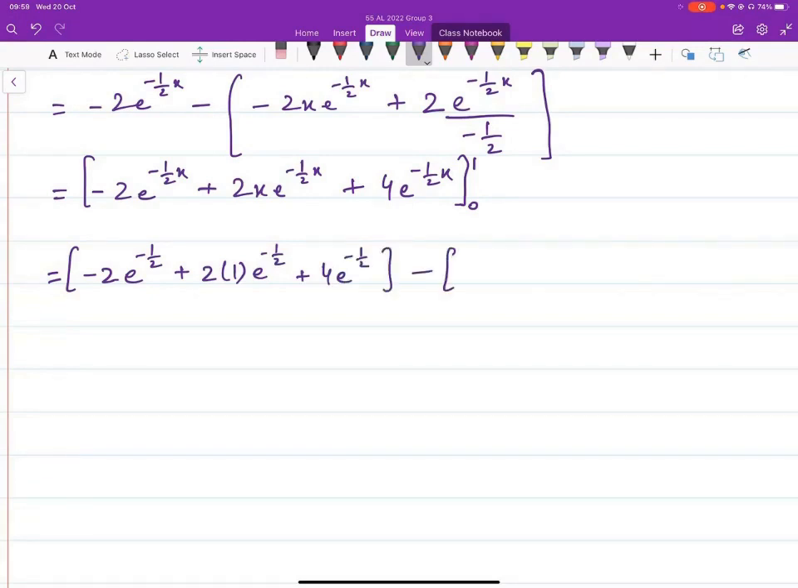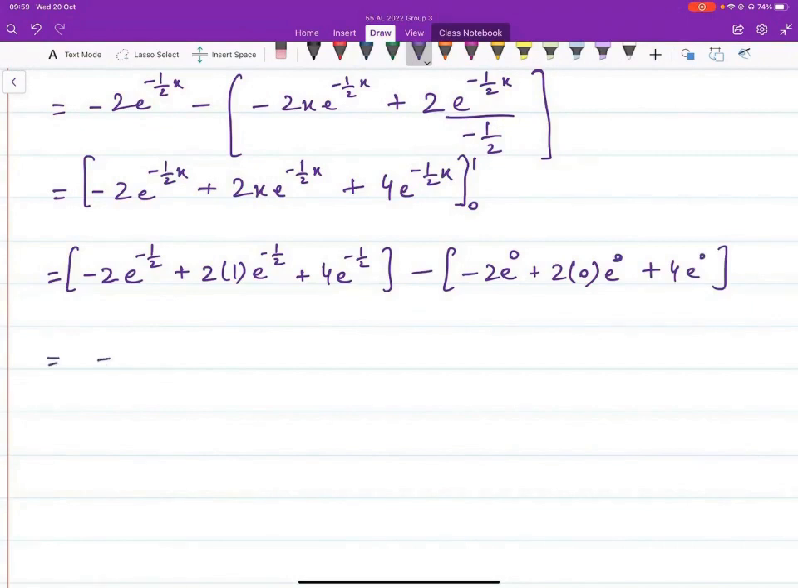Then you input 0. Now be careful, it does not all become 0 when you input x equal to 0 here, because x is in the power. It's actually going to become minus 2e raised to power 0 plus 2 into 0. The second term does become 0 because 0 is being multiplied there. Then e raised to power 0 plus 4e raised to power 0.